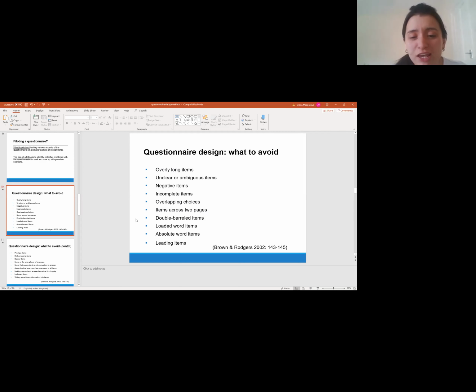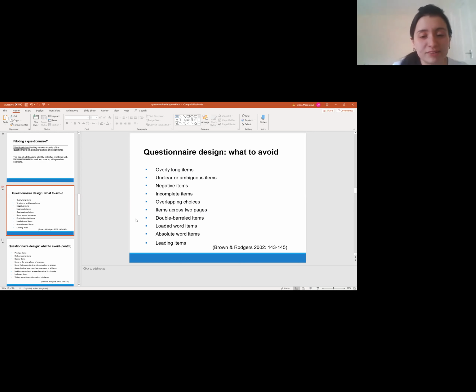Items across 2 pages. That's just about the layout of the questionnaire, but it's also important. For example, you have the stem of the statement or the question at the bottom of the page and the options on the next page. Or you have 2 options on 1 page at the bottom and 2 further options on the next page. This is important to avoid as well, to make it easier for your participants to see the whole question and to easily choose one of the options. Just put it all on 1 page.